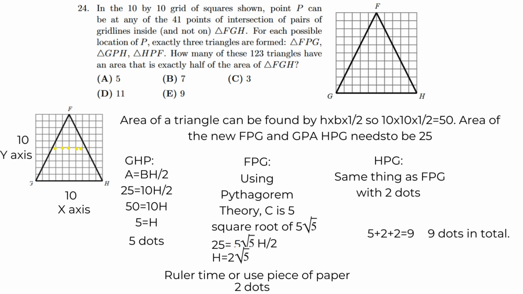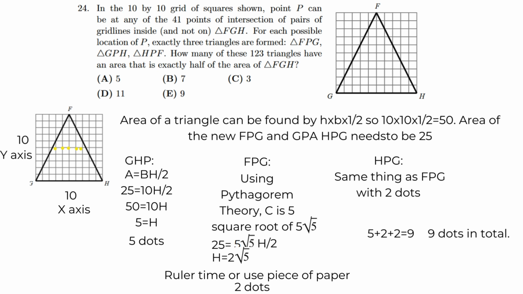Let's say GHP. GHP is the bottom one, and we already know the base is 10, and we know the area needs to be 25. So let's put in the numbers. In the equation, area equals base times height divided by 2, we put in 25 as the area and 10 as the base. Now it makes 25 equals 10 times height divided by 2. Multiply by 2 on both sides, you make 50 equals 10h, and divide by 10 on both sides, you make 5 equals h.